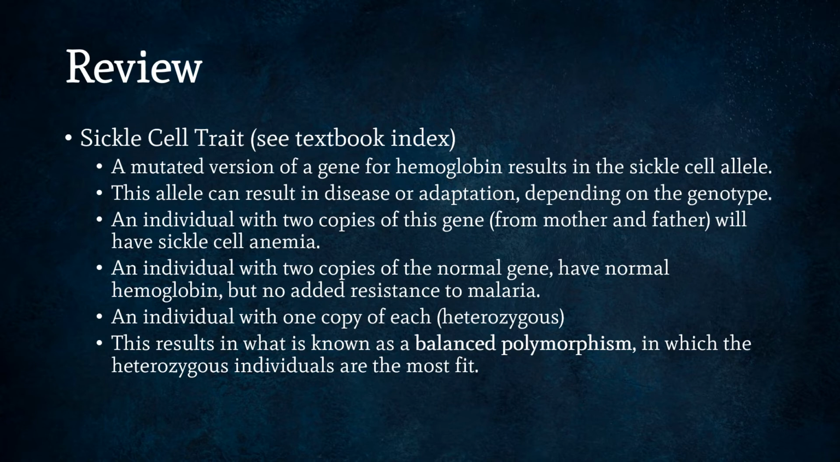Let's just review what we talked about earlier. You should be looking at the textbook for your information about the sickle cell trait, but don't forget a mutated version of a gene for hemoglobin results in the sickle cell allele. That allele can result in disease or adaptation depending on the genotype. An individual with 2 copies of that gene from a mother and father will have sickle cell anemia. An individual with 2 copies of the normal gene will have normal hemoglobin but no added resistance to malaria. An individual with 1 copy of each is heterozygous and has the biggest advantage in these populations. This results in what is known as a balanced polymorphism in which the heterozygous individuals are the most fit.